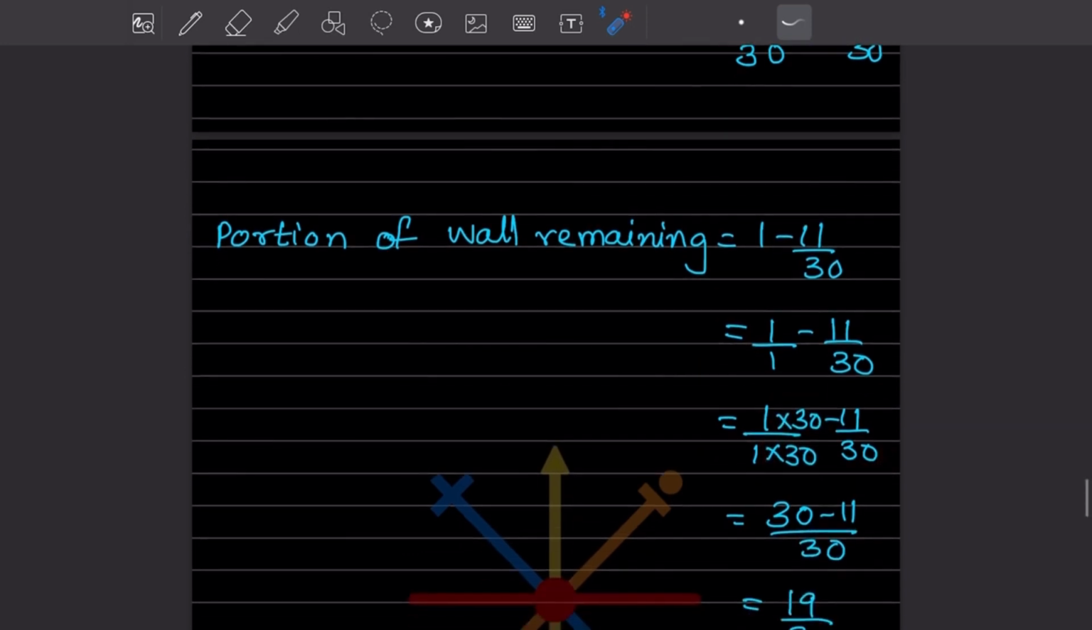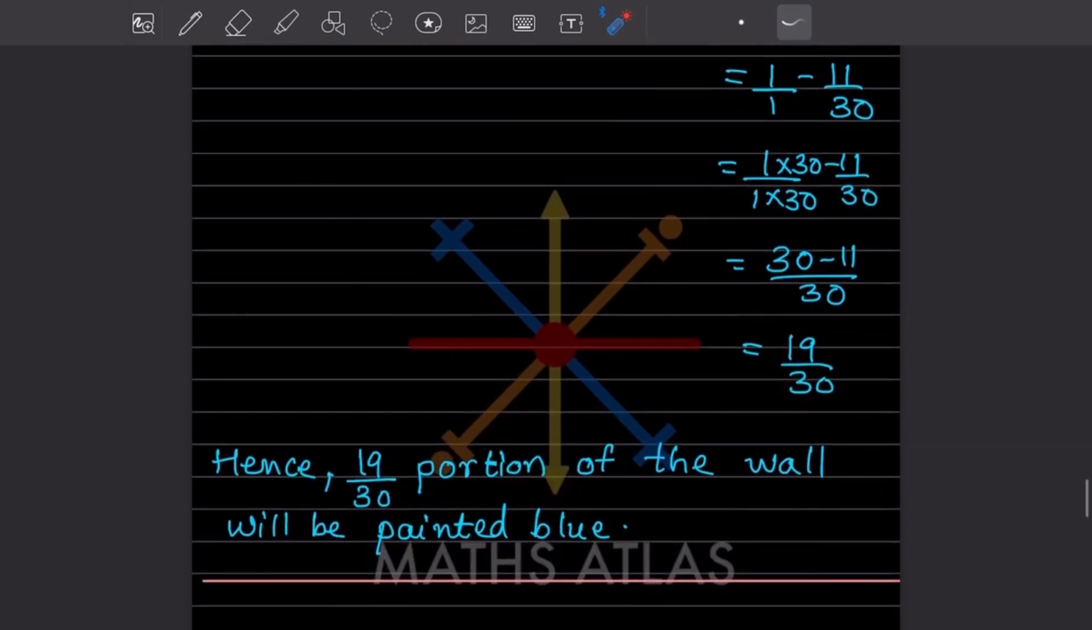So what do you get here? This is 30 in both places, which means you are going to write 30 here. And this will be 30 minus 11. When you subtract that, you get 19 by 30. So hence we can say 19 by 30 portion of the wall will be painted blue.